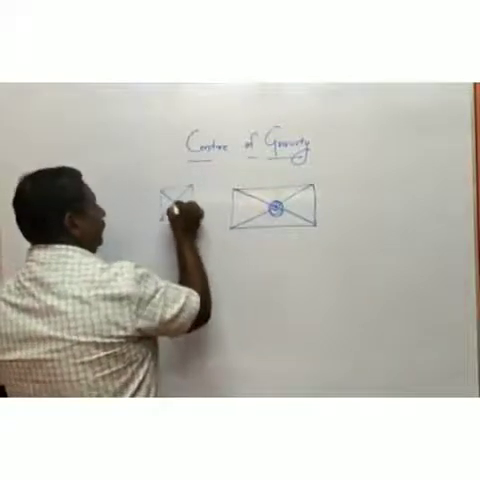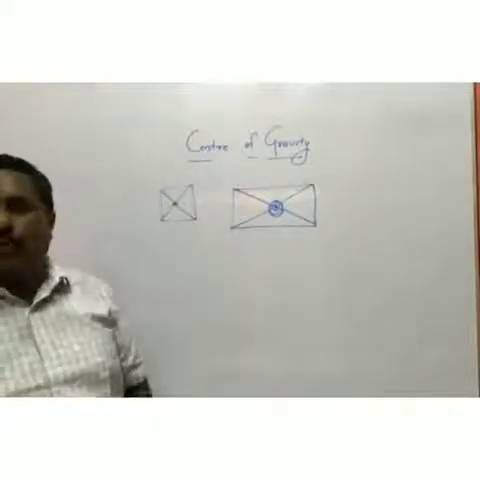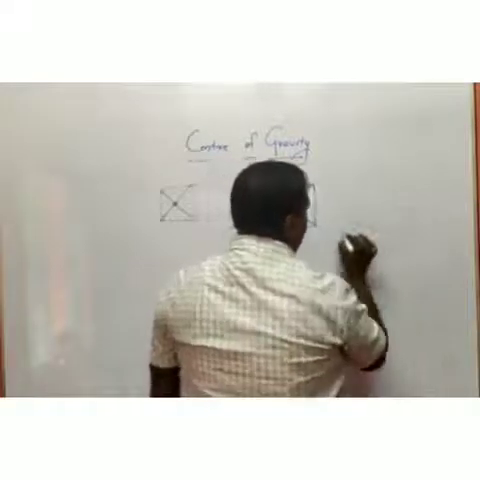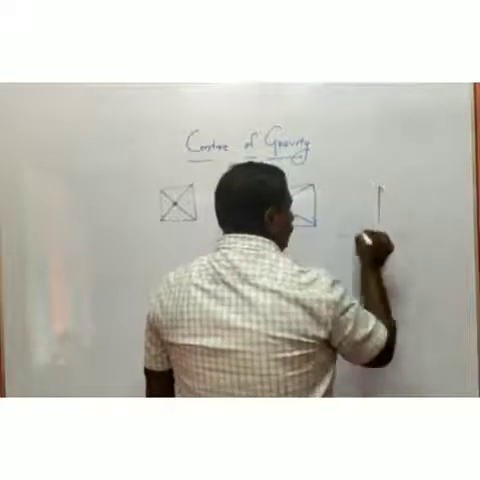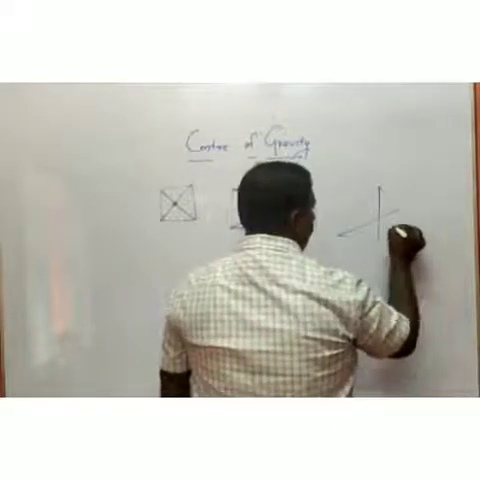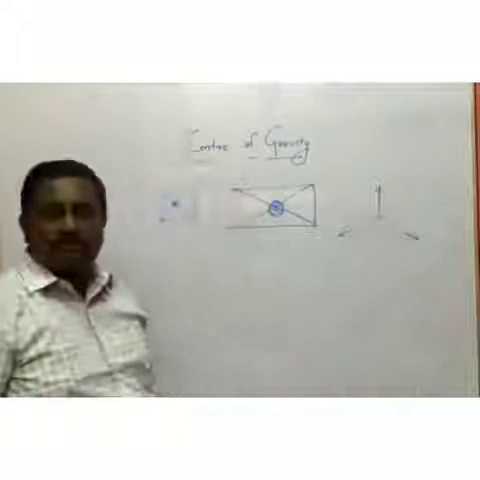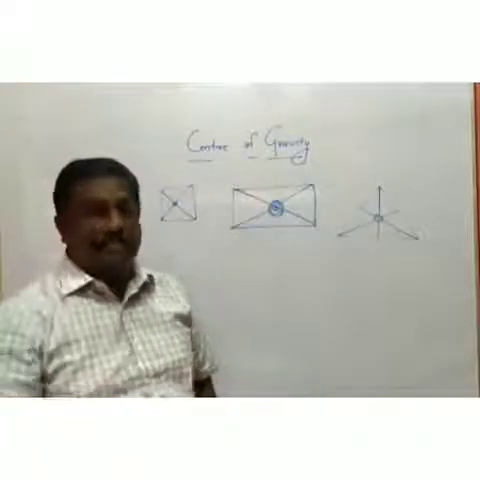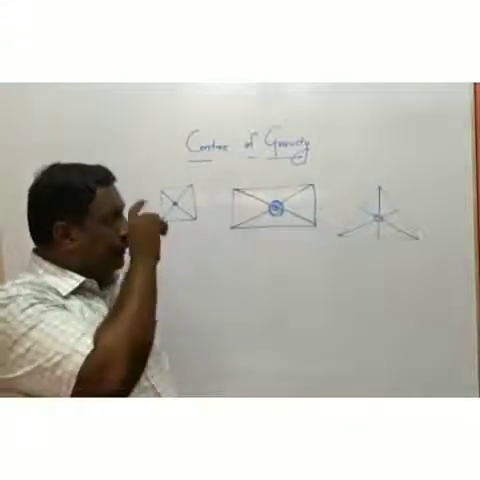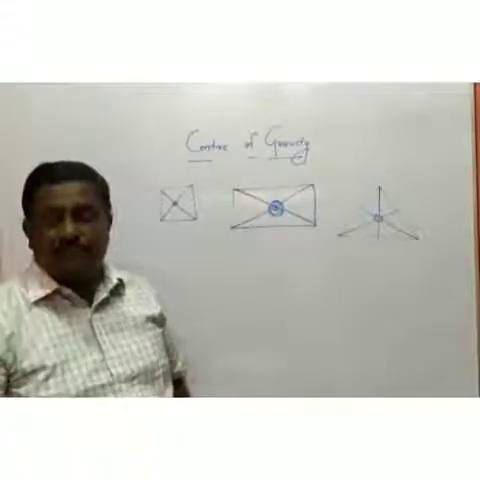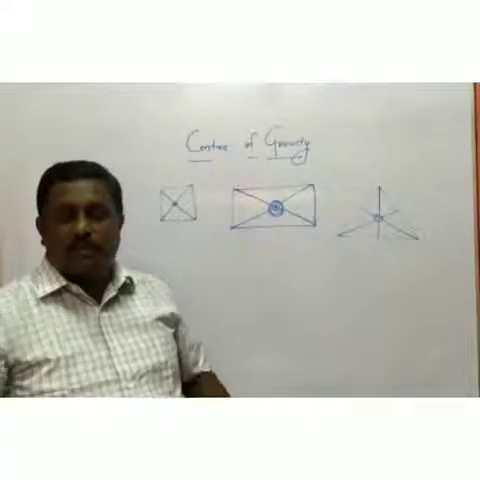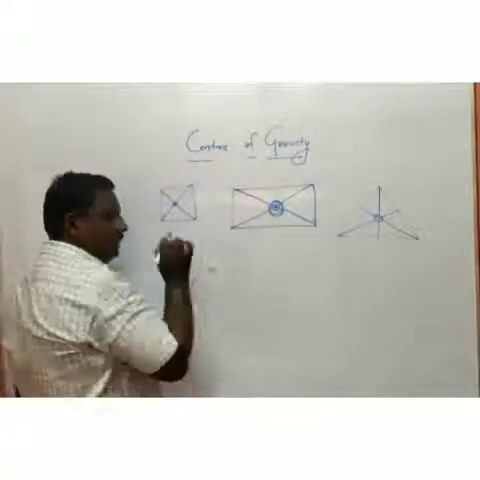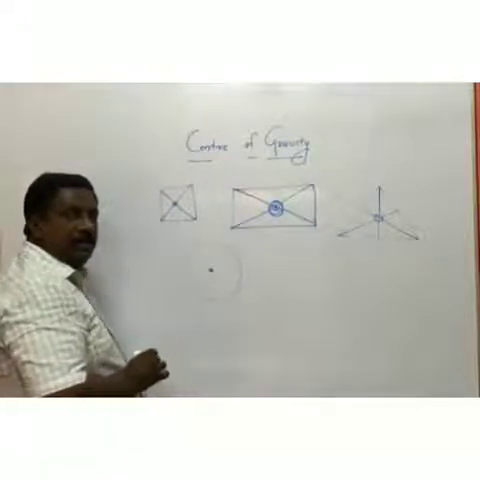In the case of a square, it is also the meeting point of the diagonals. And in the case of a triangle, you have to draw the medians. That means the centroid of a triangle. That is the term in mathematics: centroid. That is the meeting point of the medians. Okay. Can you follow me? Suppose in the case of a circular disc, that will be the center. Okay. Can you follow me?